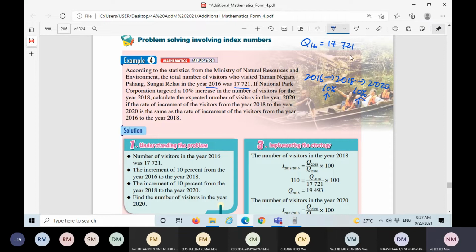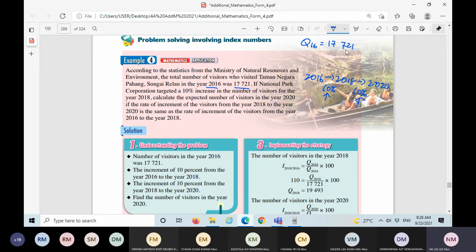Actually, you don't have to use the index number here, because this question doesn't ask what the index number is. Mathematics is free. How you want to do it, as long as you reach the answer. But here they use the index number. Let us try using percentage instead, and see whether you get the same answer or not.